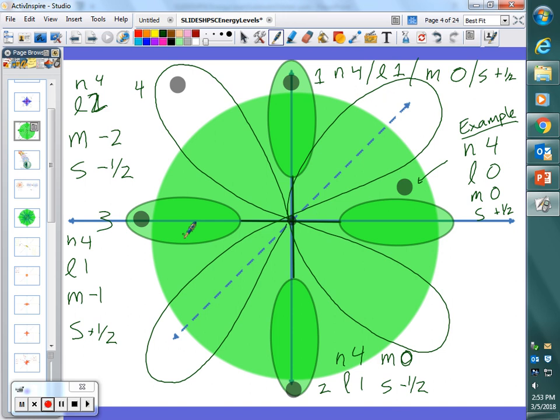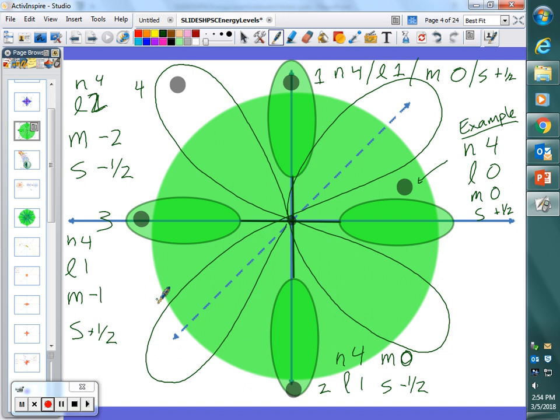All right, let's go through this first before we start erasing. First, are we good with n equals 4 for all of them? Are we good with the L values? L value is shape. All right, let's take M. Why did I make this M equal to 0 and this M equal to 0? They're the same axis. That's the same orbital. So these two have to have the same M.